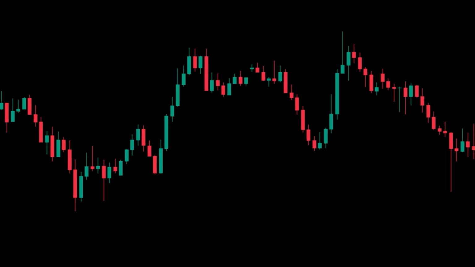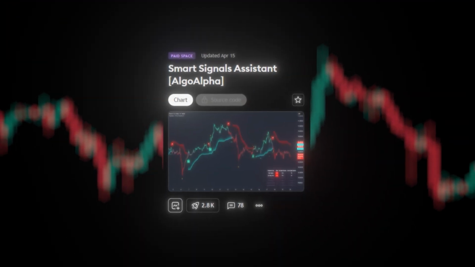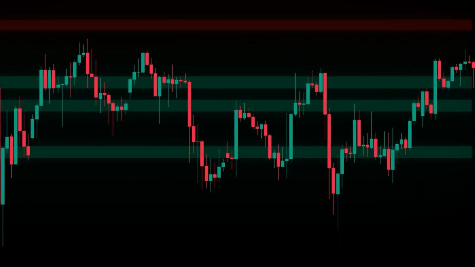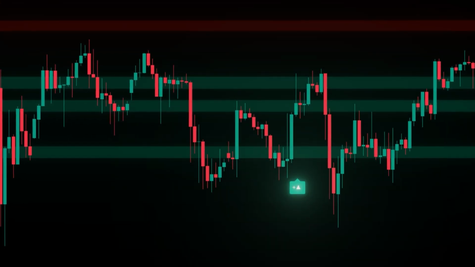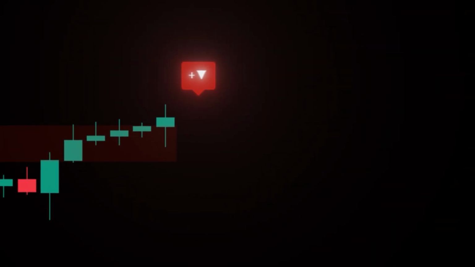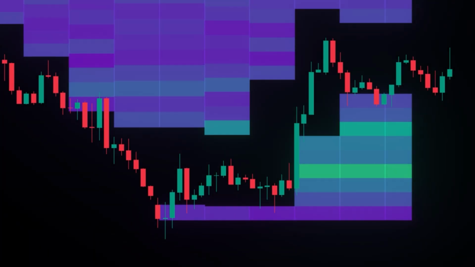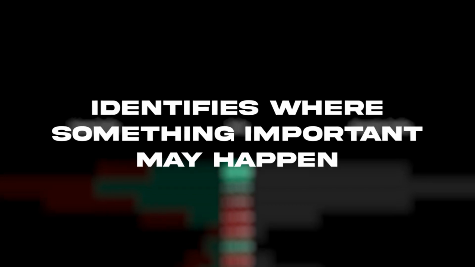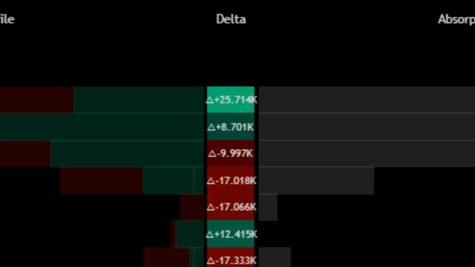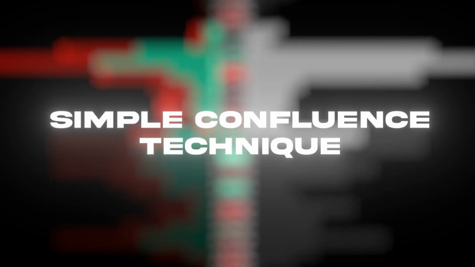The best way to use this indicator is alongside Smart Signals Assistant. Use Whale Liquidity and Absorption Profile to identify the level. Then use Smart Signals Assistant to confirm the reaction. If you see bullish absorption and Smart Signals Assistant confirms a bullish shift, the setup becomes significantly stronger. The liquidity tool identifies where something important may happen. Smart Signals Assistant helps confirm when it actually starts happening. That's a much more reliable workflow than trading volume alone.